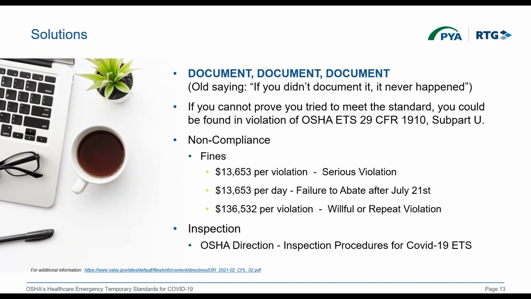The fines for non-compliance are fairly steep. $13,653 per violation, and that's for a serious violation. You can Google OSHA fines, and it'll give you some more definition for these violations. But it's also discussed down here in this link to the OSHA government enforcement site. Same amount per day for failure to abate a problem after July 21st. And then it's 10 times that, if my math is right, for willful repeat violations. And so these are serious numbers. This is not a small amount of money in the grand scheme of things.